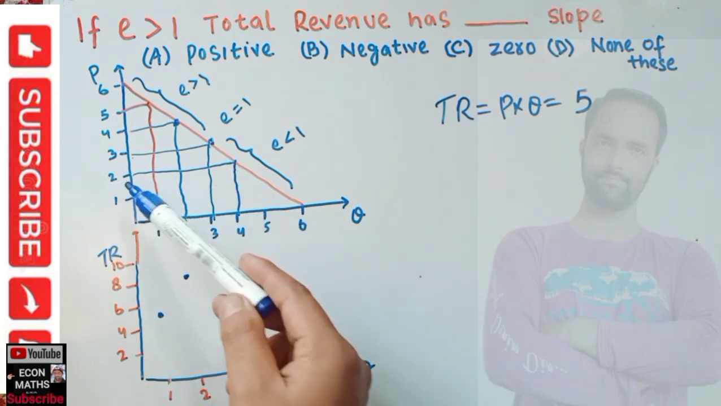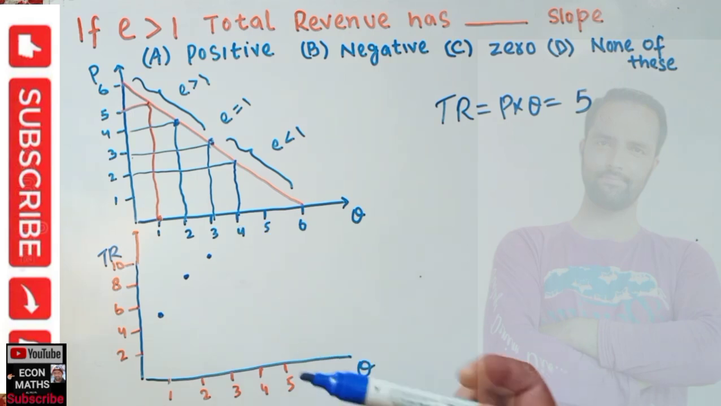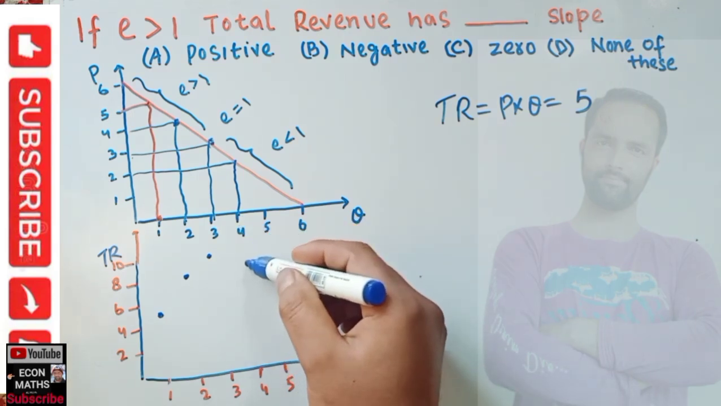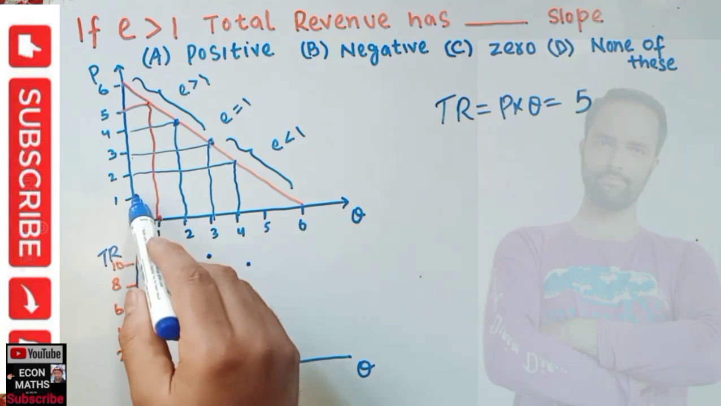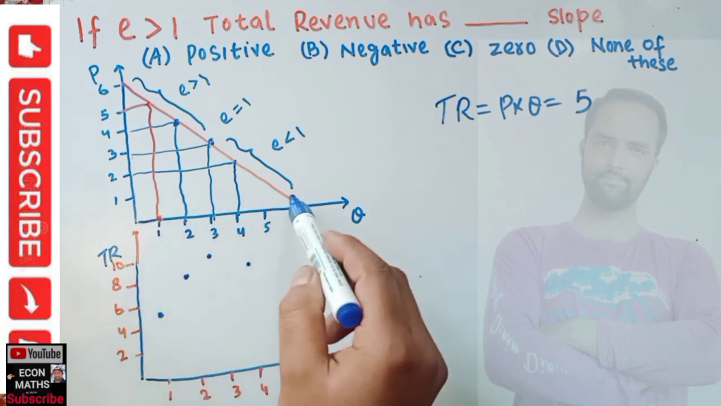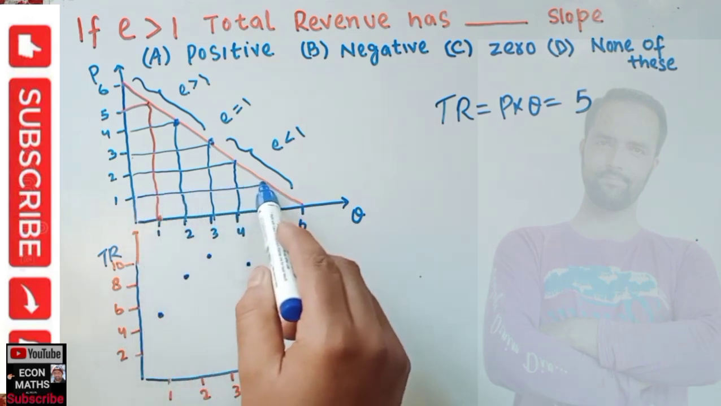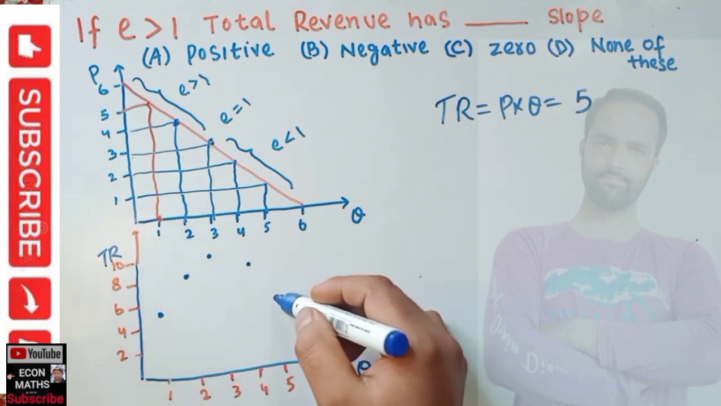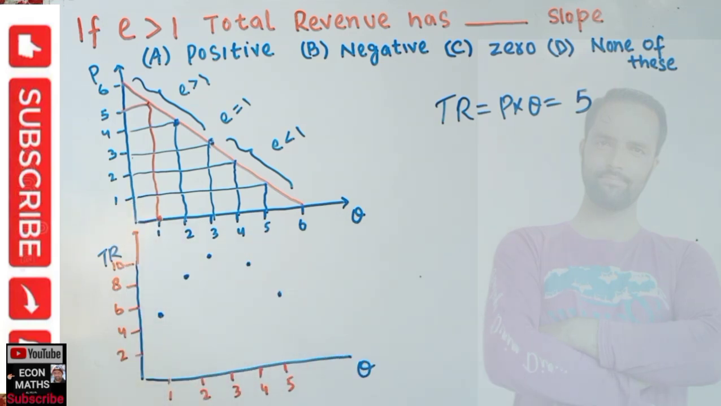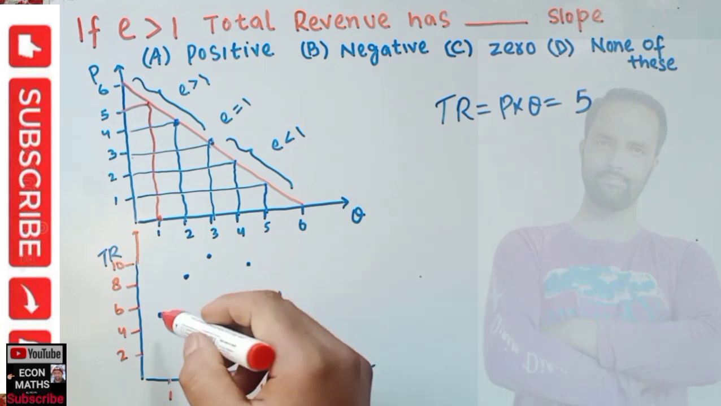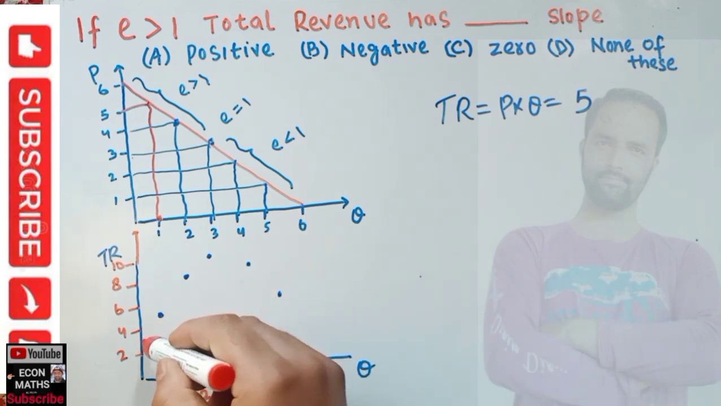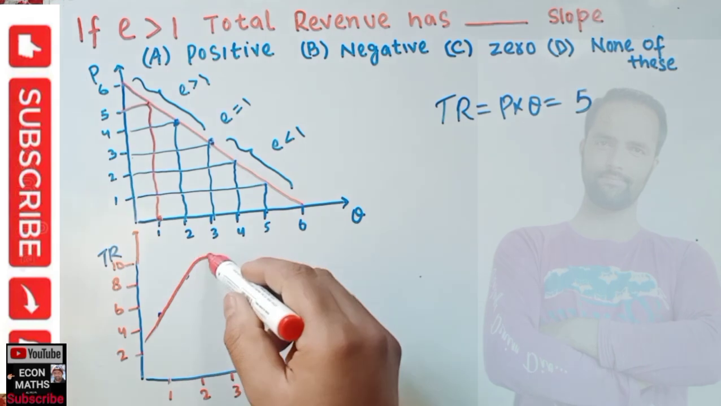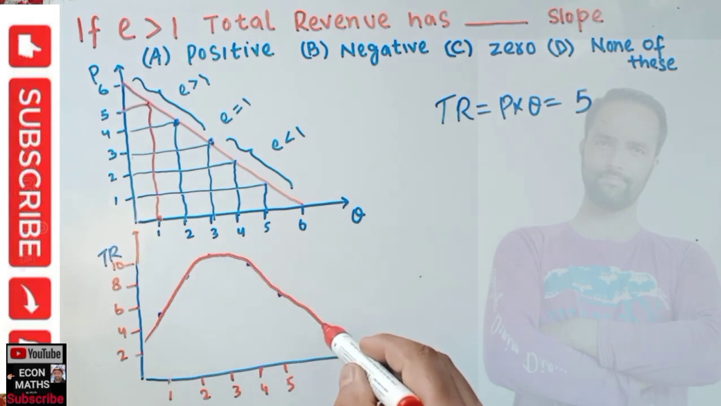Total revenue is price times quantity, that means 2 times 4 is 8. Again we will have this point here. Then lastly, when price falls to 1, quantity demanded increases to 5. So let me write it here: 1 times 5 is 5. Let us say this is here. If we join these two points, this denotes our total revenue curve. It looks like this.